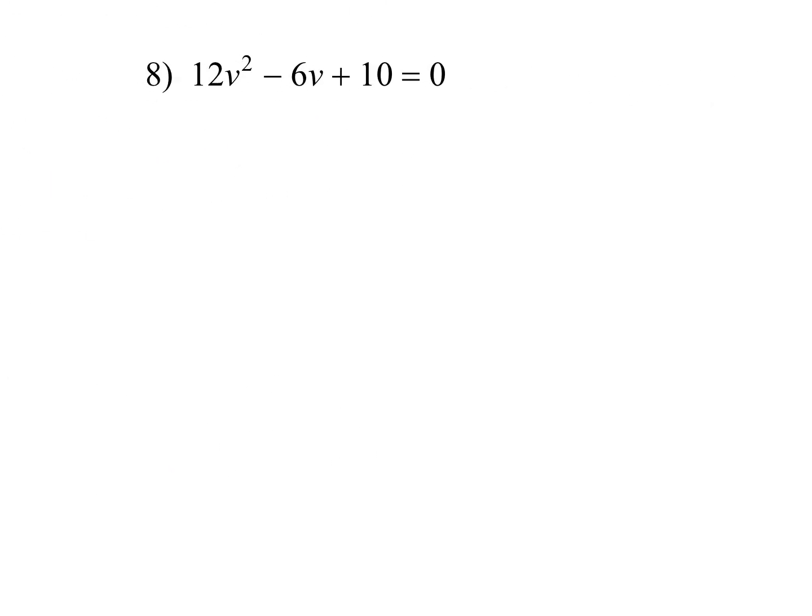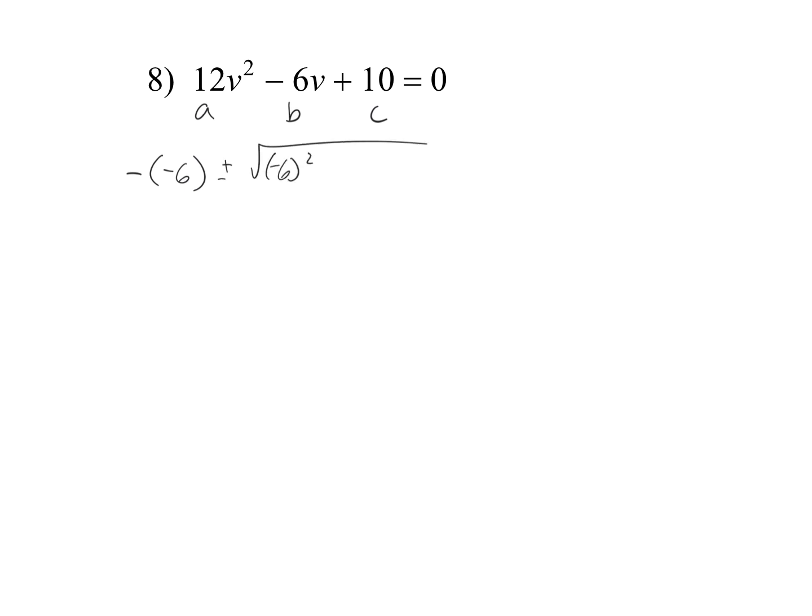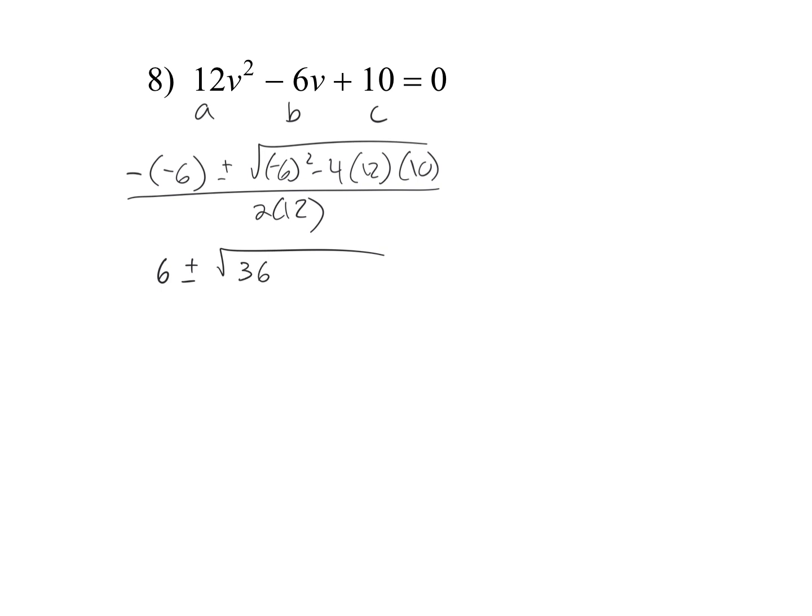Now for the next one, we have A as 12, B as negative 6, and C as 10. So it's going to be negative B, so negative 6, plus or minus the square root of B squared, so negative 6 squared, minus 4 times A times C over 2 times 12. So this negative 6 will become a positive 6. Then the 6 squared will become 36. Then the 4 times the 12 times the 10 is 480.